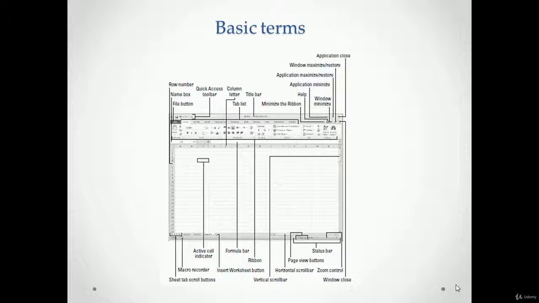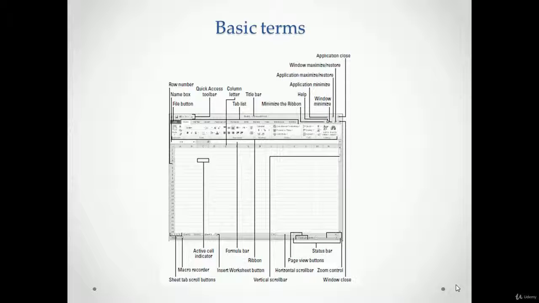Name box. The name box denotes which cell was chosen. File button. It is used for saving and opening other files. Quick access toolbar. You can add multiple options from the ribbons and place them in the quick access toolbar. Column letter. Same as row number, there is a column letter. Here you have around 232 columns applicable, and you can have data in 232 columns.